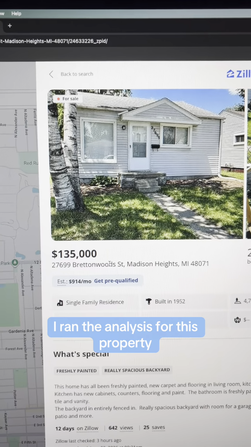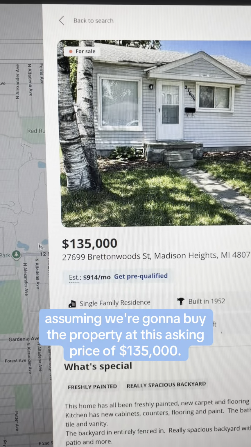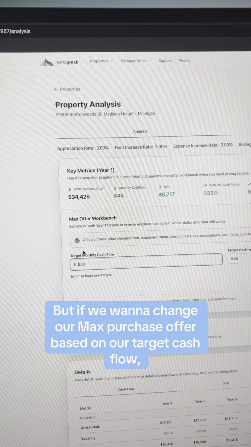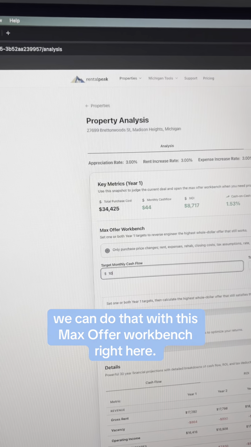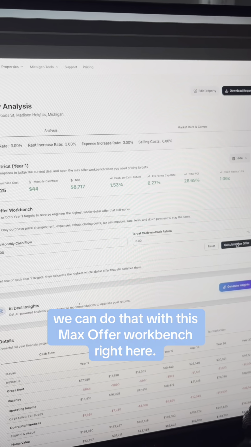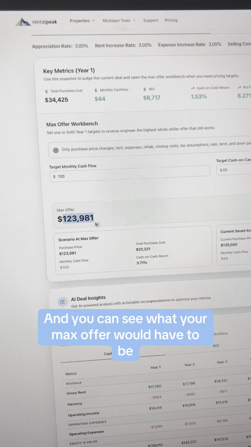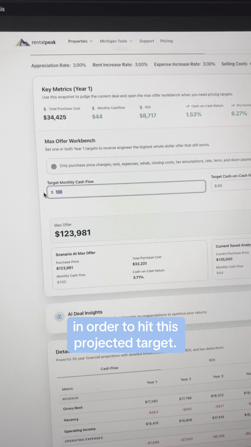I ran the analysis for this property, assuming we were going to buy the property at this asking price of $135,000. But if we want to change our max purchase offer based on our target cash flow, we can do that with this max offer workbench right here. You hit calculate max offer with your target monthly cash flow, and you can see what your max offer would have to be in order to hit this projected target.